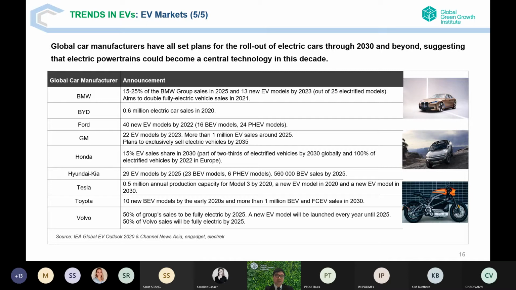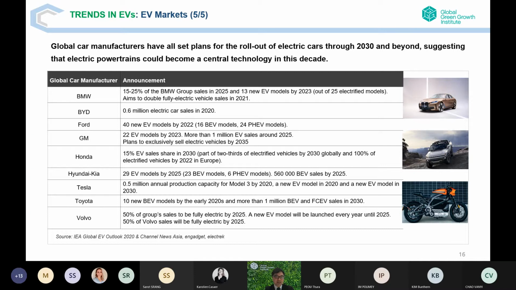In terms of BMW, they declared that up to 25% of BMW group sales in 2025 will be electric mobility, and they plan to introduce 13 new electric models by 2023. And GM also would introduce 22 electric vehicle models by 2023, and they plan to exclusively sell electric vehicles by 2035.